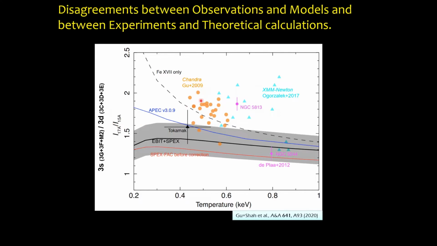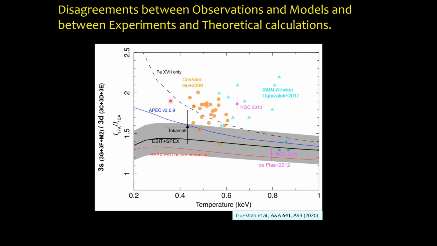So here you see this orange and blue and magenta. These are all the astrophysical observations. This is the tokamak experiment, and these are different models. In the model, if we only consider Fe16+, it produces this dashed curve.